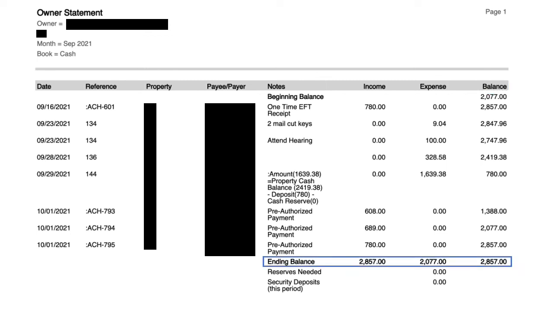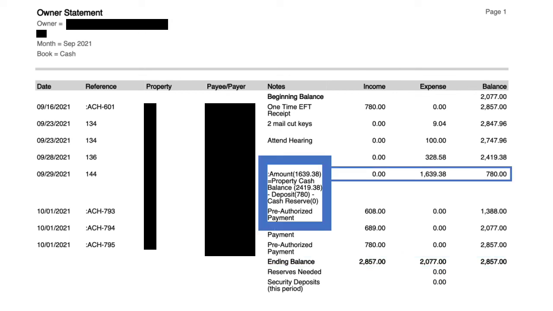The ending balance row shows what is left over in reserves and the remaining deposit amount for that unit. To see how much you have made that month, simply look at the payee/payer column, find your owner's name, and in that note column, find amount. In the expense column, it will show your final payment after a management fee of 16% plus 13% HST.